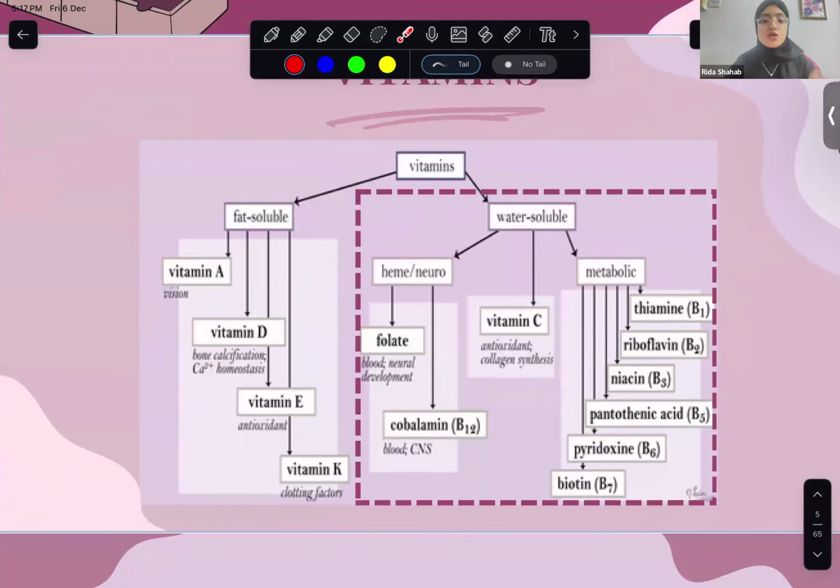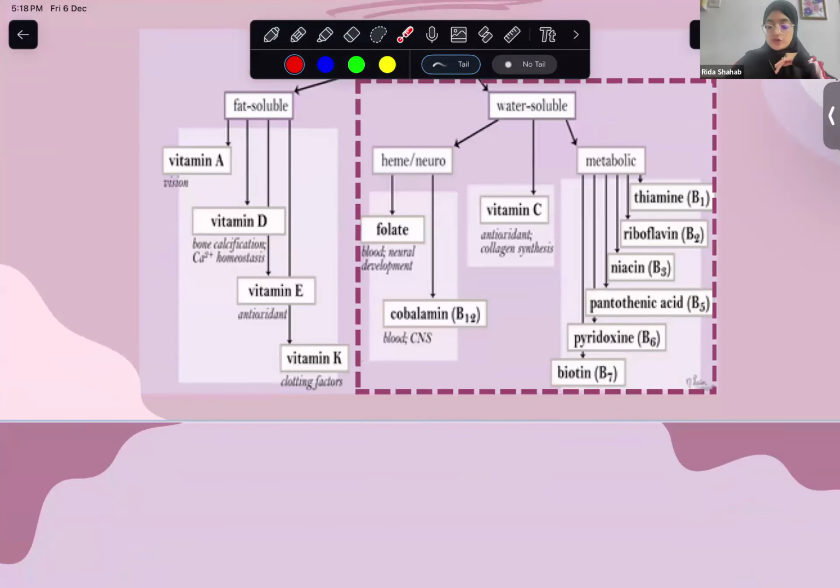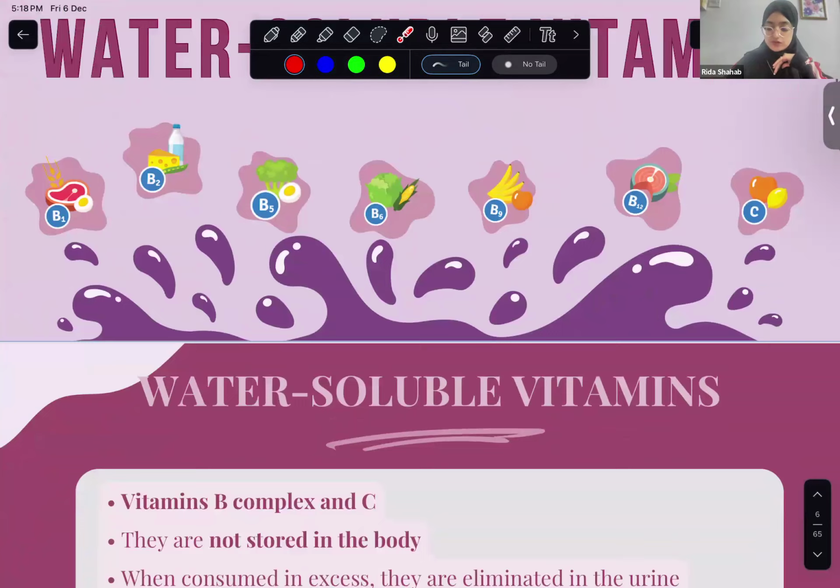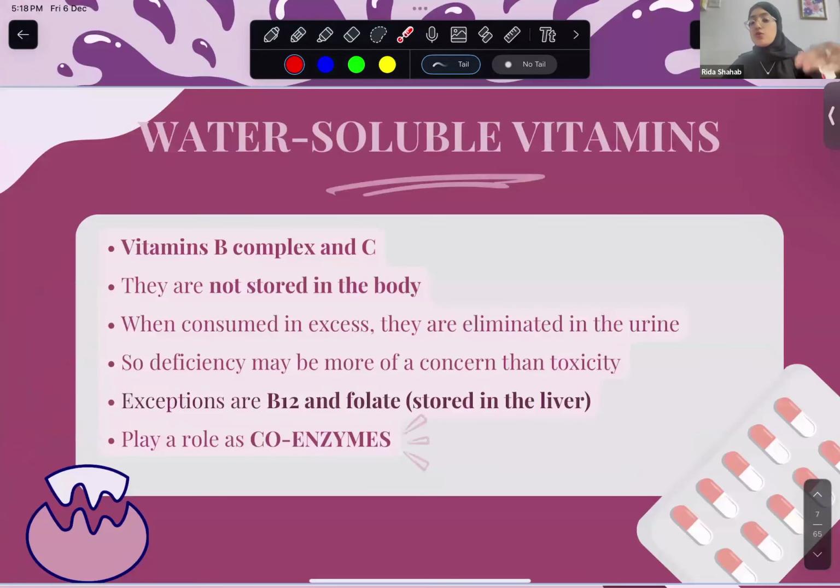Moving on. Vitamins are broadly classified into two categories: water-soluble vitamins as well as fat-soluble vitamins. First, we're going to be covering water-soluble vitamins, which are the B complexes and vitamin C. There's also folate and cobalamin, which we're going to be covering. So let's start. Water-soluble vitamins are basically vitamin B complexes as well as vitamin C.